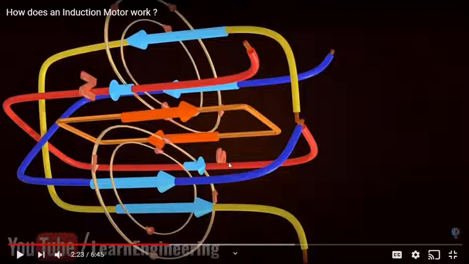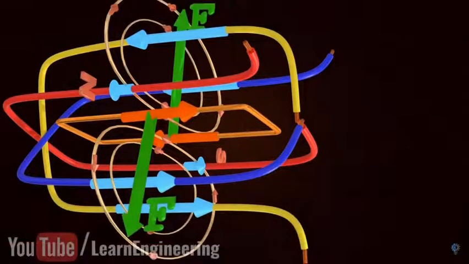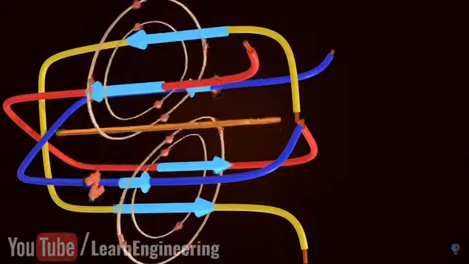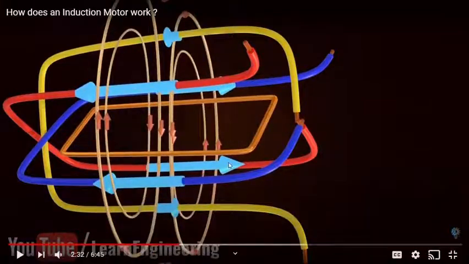Okay, so when magnetic field ada, dia interact with the other magnetic field, so dia akan induce force. Okay, so bila dia induce force, dia akan rotate. According to the Lorentz force law, an electromagnetic force will be produced on the loop, and the loop will start to rotate. So kalau kita tengok kat sini, rotor tu, coil tersebut yang di dalam tu berpusing sama arah dengan magnetic field. Okay, sama arah.